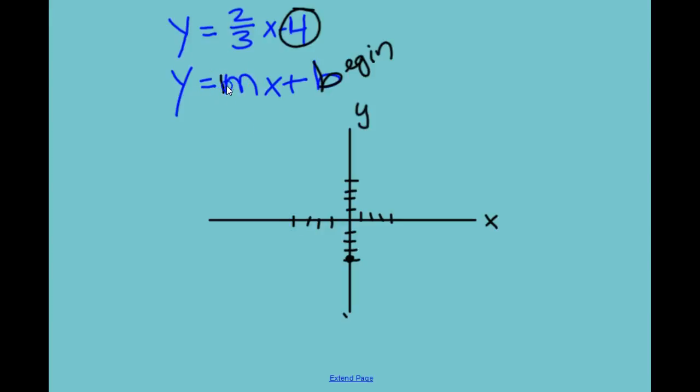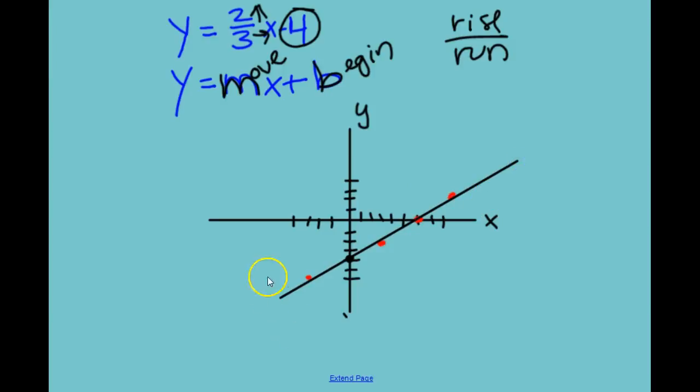And then my slope, m, tells me how to move. Our slope, remember, is rise over run. So we're rising 2 and running 3. From this point, we're going to go up 2, 1, 2, and over 1, 2, 3. And then again, up 2, 1, 2, and over 1, 2, 3. We could keep going up 2 over 3. And instead of up and right, we could also go down and left: down 2 and over 1, 2, 3. And draw our line through to form our nice straight line. This is how we graph y equals mx plus b.